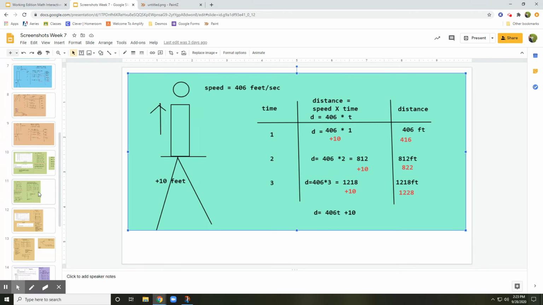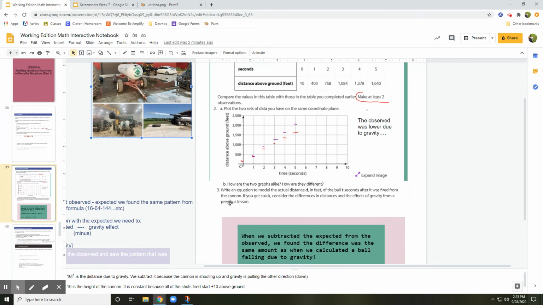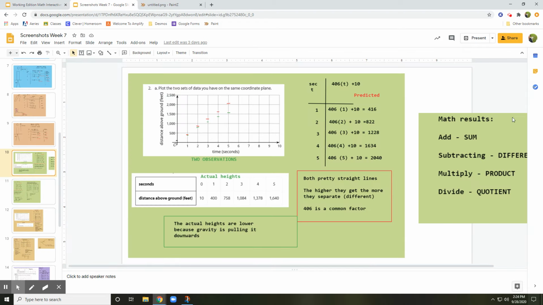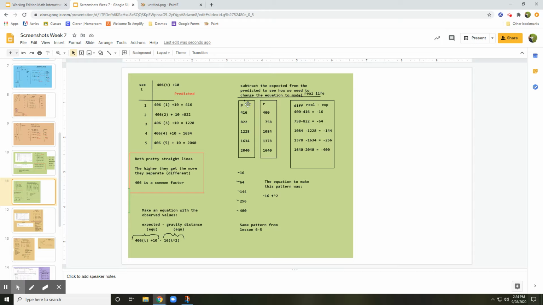So what we found was when we actually did the subtraction, right? It says in our notebook, write an equation to model the actual distance. If you get stuck, consider the differences. And we were reminded that difference is a result of subtraction, right? Again, if you are not sure about this, you should definitely go back and put it in there. So we looked at this and we have the predicted and the actual results, and we did the difference, and we found that we were seeing this pattern: negative 16, negative 64, negative 144, negative 256, negative 400.